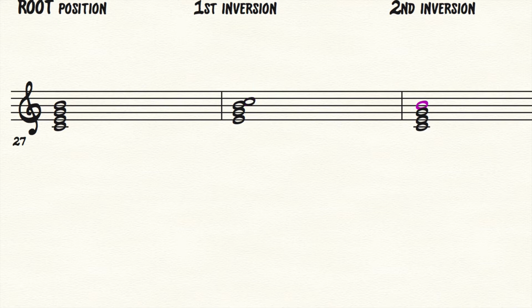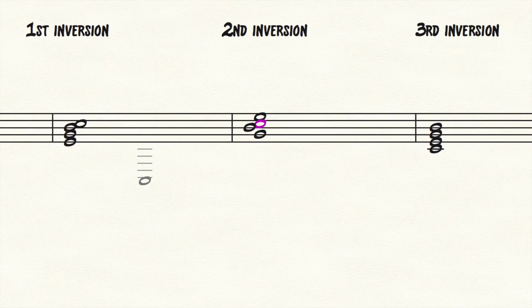Here's the same thing again, but we're going to invert it twice. So once, twice. That's a second inversion. But notice that the root is still the top note of the clump. Okay, this is going to be a consistent thing.